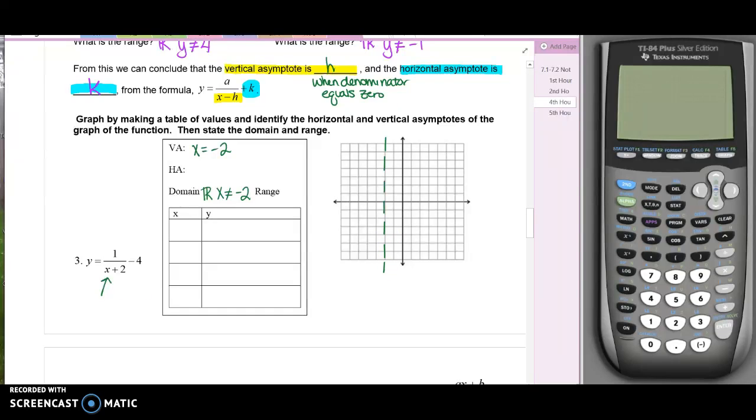Now we're ready for the horizontal asymptote. The horizontal asymptote is negative 4. Which means your range is real numbers except y cannot equal negative 4. I know there's not a ton of space to write that in right there. Sorry about that. And make a dashed line on your graph at y equals negative 4.